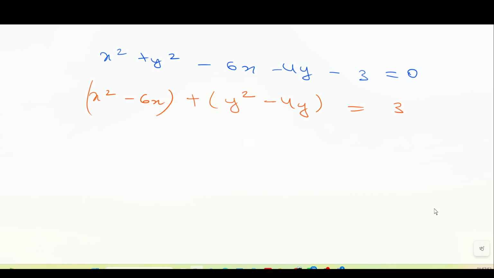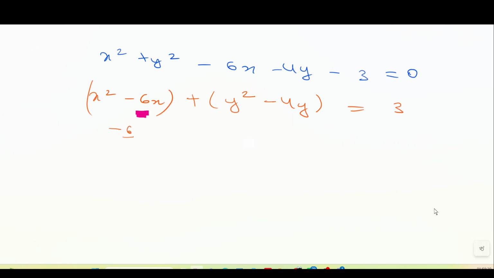No, you are splitting the middle term. That's not what we want. What we want is to convert it into the whole square formula. So what is the coefficient of x here? The coefficient of x is 6, negative 6.